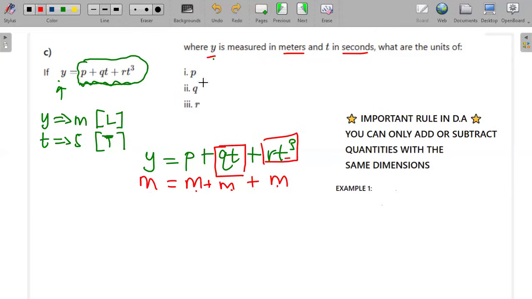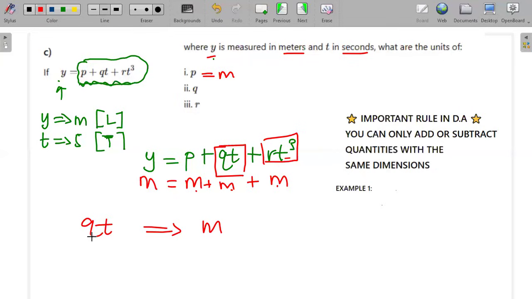So the units for p, we've already found: it's just meters. What about the units for q? So q is being combined with t. So for qt, the units should lead to a meter.